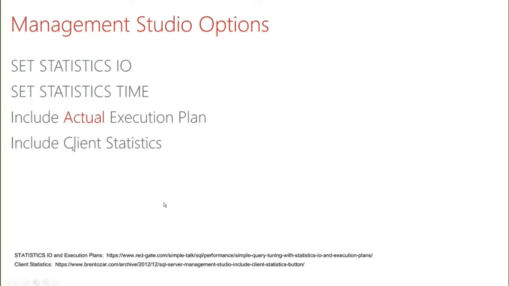Include client statistics, I'll note, is available. That's an option in Management Studio to display what the client sees. It's not what happens on the server, but what the end client, like the reporting tool or Management Studio, sees: how long it took to get all the data downloaded, how many records were returned, things like that. I find it a little less useful, but you may find some scenarios where that's beneficial, where the query runs great on the server, but it takes forever on the client for some reason. You could troubleshoot that way.